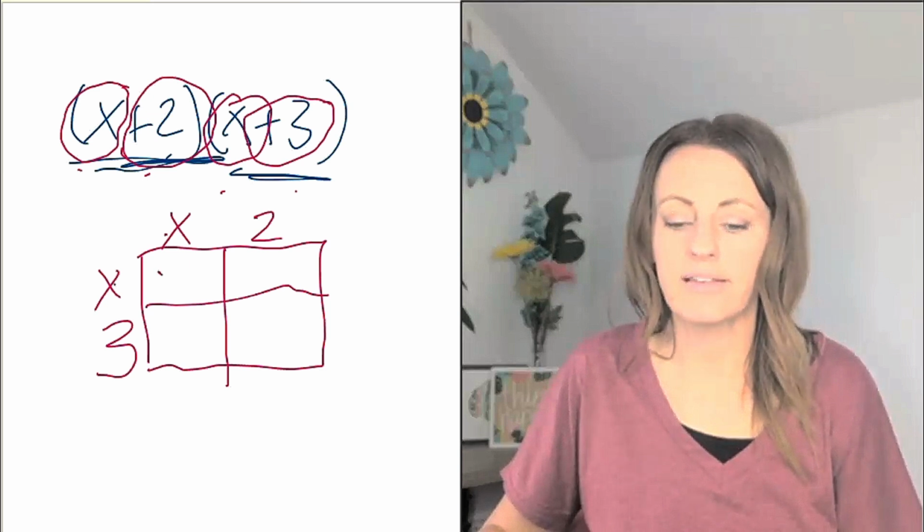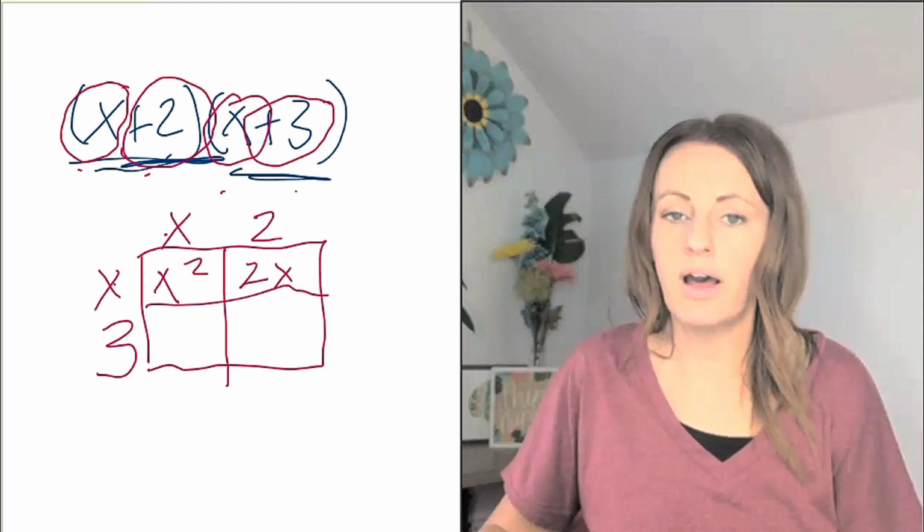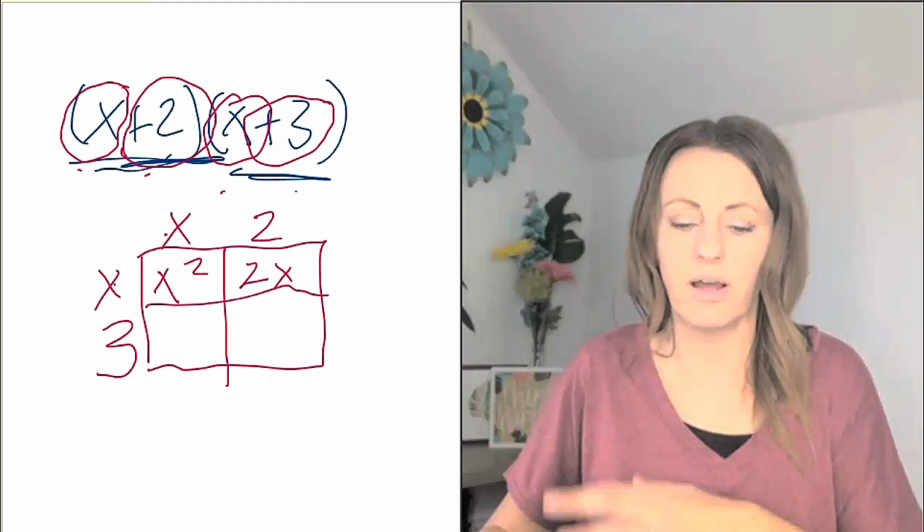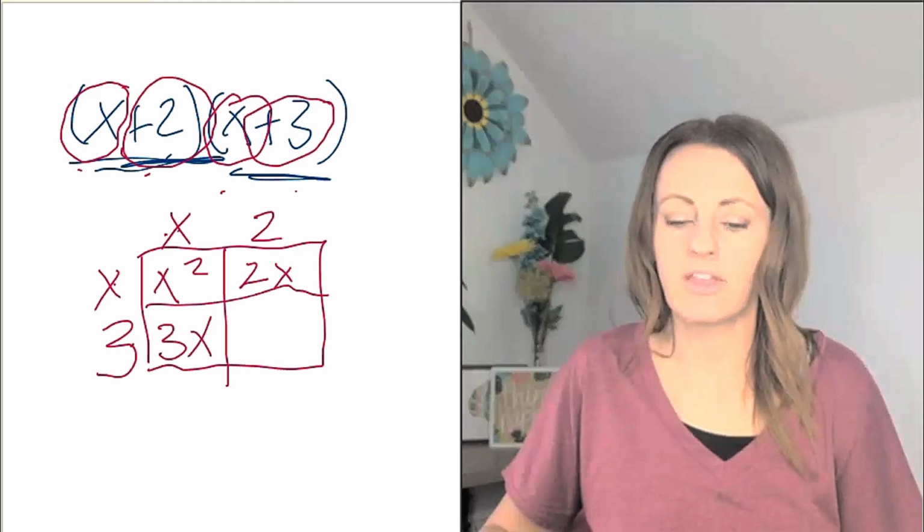X times x is x squared. X times 2 is 2x. Now it's a positive 2x. I don't need to write the positive, because the absence of a negative means positive. 3 times x is 3x, and then 3 times 2 is 6.